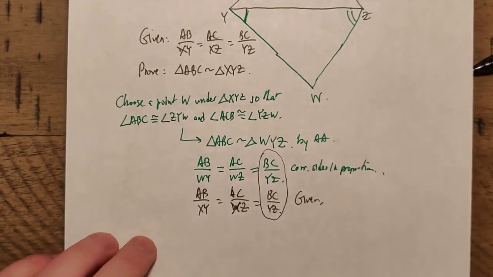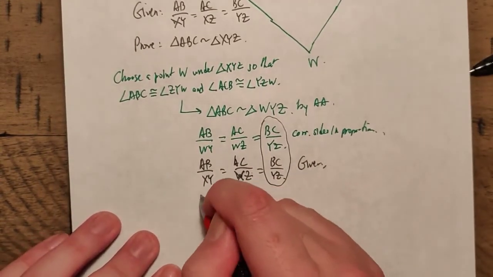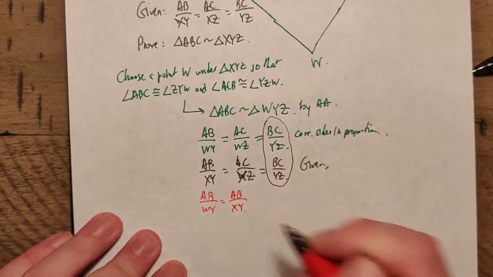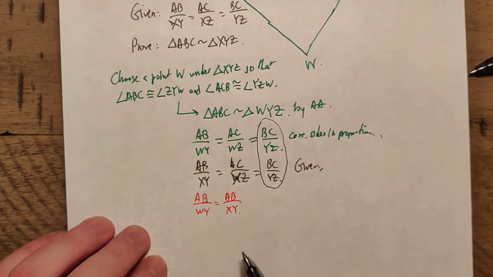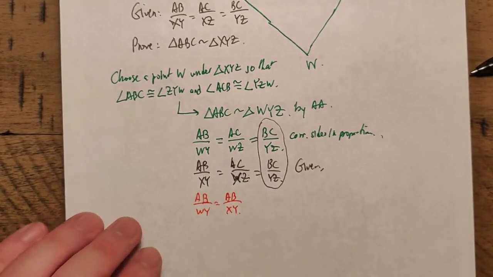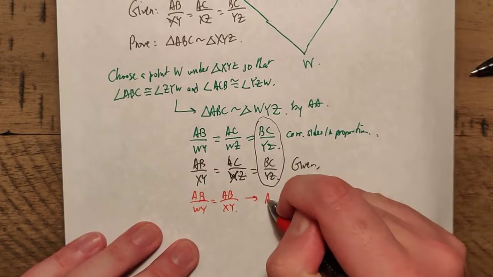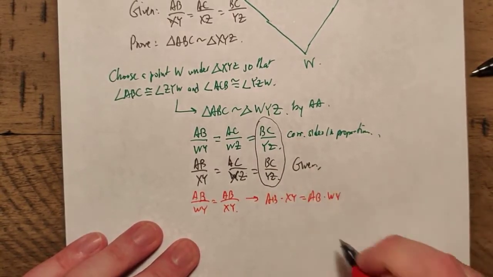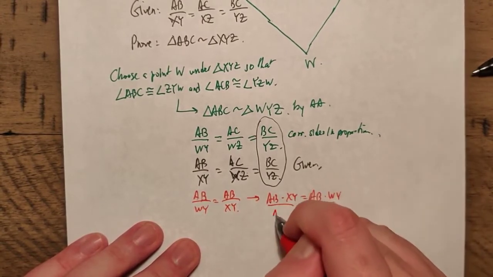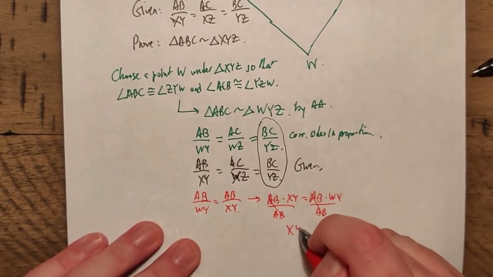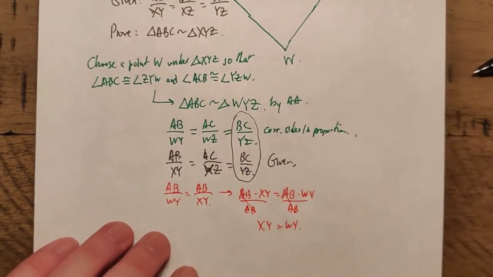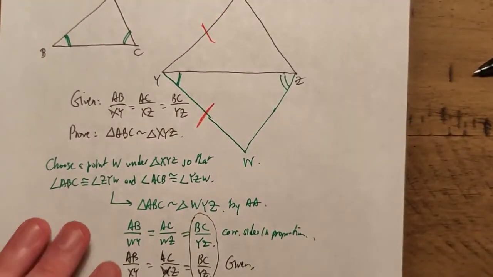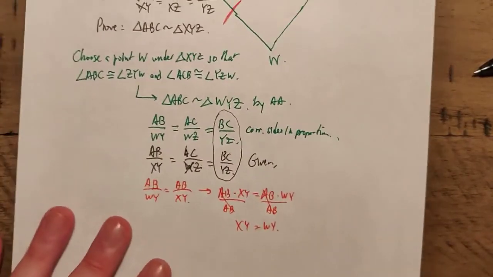So that means I can take strategic pieces out of this. In particular, I can take that AB over WY equals AB over XY, right? Does everybody see that? Now, wait a minute. This is a proportion here, so I should be able to cross multiply. So I get AB times XY equals AB times WY here. Well, I can divide both sides by AB because AB is a positive quantity, it's a side length. These go away, and we're left with XY equals WY here, right? Wait a minute. That means these two things have to match, right? So we've just shown that here.